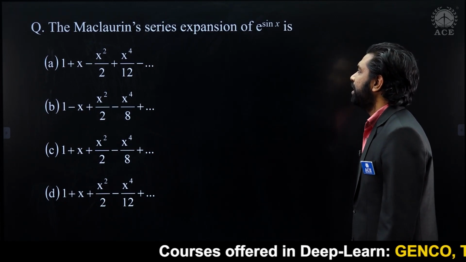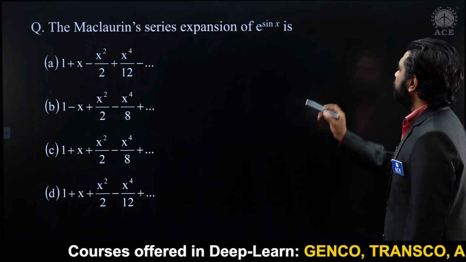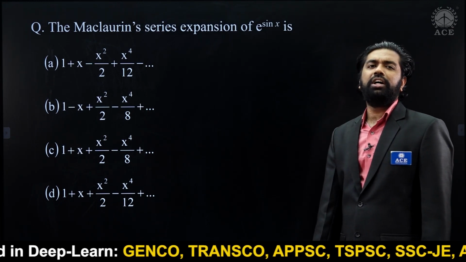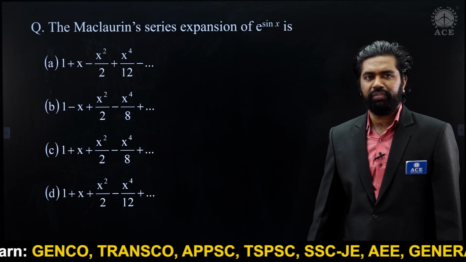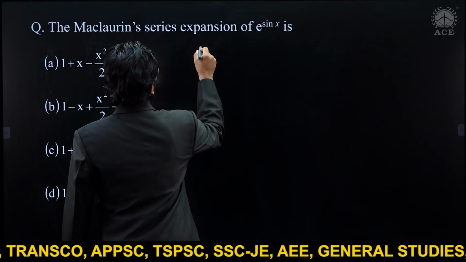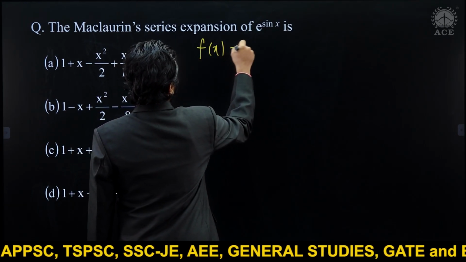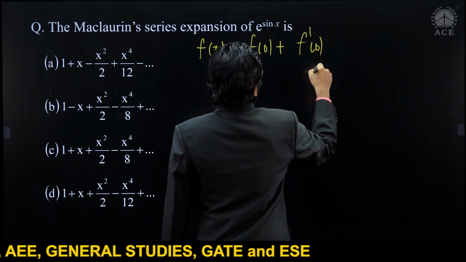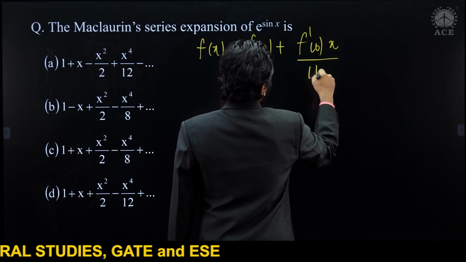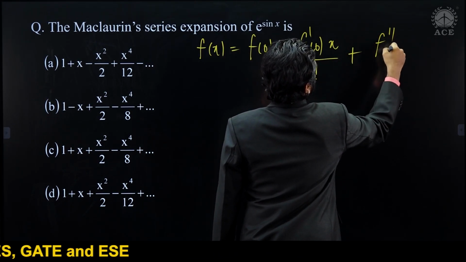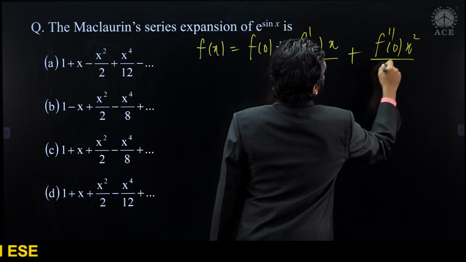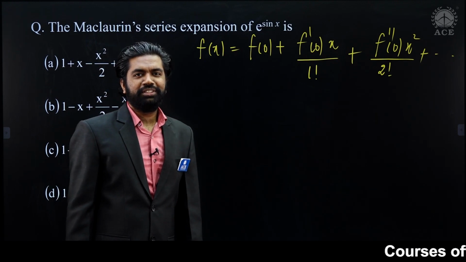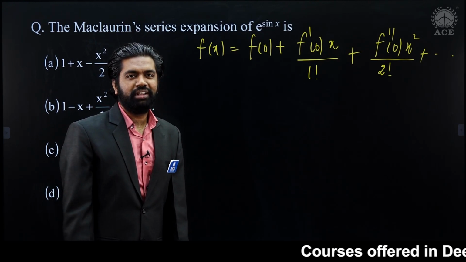Let's look at this problem. What he says is, the Maclaurin series expansion of e power sin x is dash. Let's look at what would be the Maclaurin series of a function f of x. The Maclaurin series is given by f of x equal to f of 0 plus f dash of 0 into x by 1 factorial plus f double dash of 0 into x square by 2 factorial and so on. So now we will assume f of x equal to e power sin x.